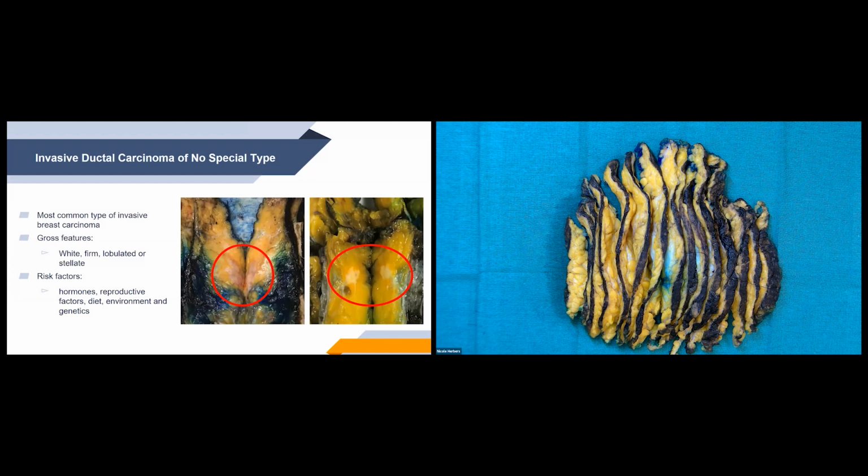So now for our case, the history is biopsy-proven invasive ductal carcinoma, no special type. That's the one that we're primarily going to be focusing on in our presentation today. And it's the most common type of invasive breast cancer, so it's the one that we see most often. For gross features, it can vary in appearance, but usually it's very white and firm, and it is either lobulated or more of a stellate appearance. You can see one picture showing a lobulated appearance, and the second picture showing a stellate appearance.